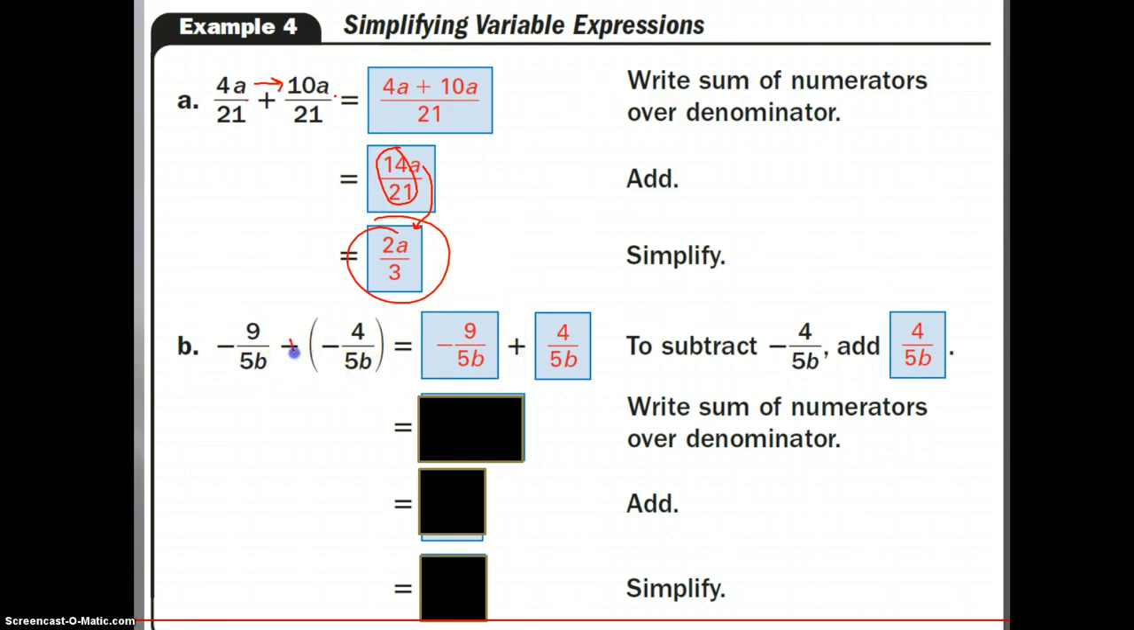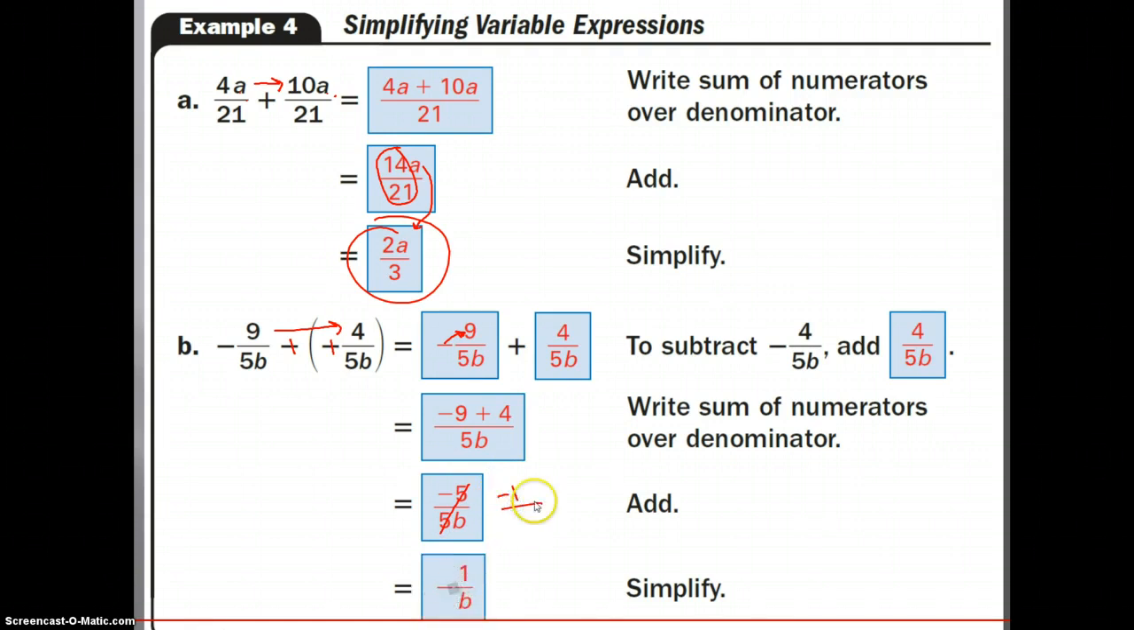For part B, I would change subtracting to adding a positive. We're going to put the numerators together. Negative 9 plus 4. And remember, I always just put the negative up in the numerator. Keep the same denominator, which is 5b. Negative 9 plus 4 is negative 5 over 5b. And that simplifies, the 5's cancel out, so you have negative 1 over b, which is what that is.